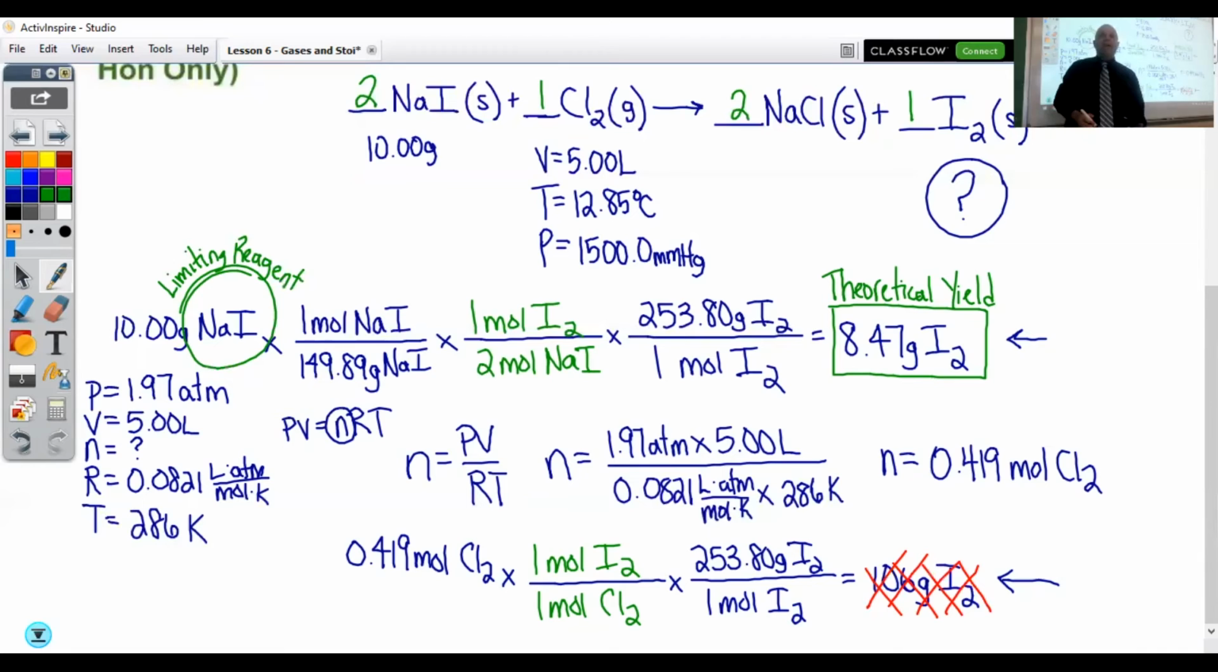Now, some of you may be asking yourself, why did we have to figure out a limiting reagent? The problem didn't ask us to find a limiting reagent, but you should know that anytime you see a problem where you're presented with the starting amount for both reactants, you are obligated to figure out which one of those will run out first. Okay, let's take a look at the rest of the problem.